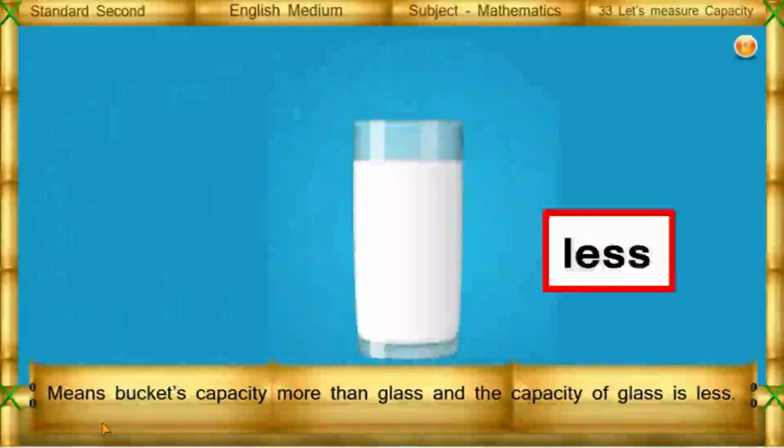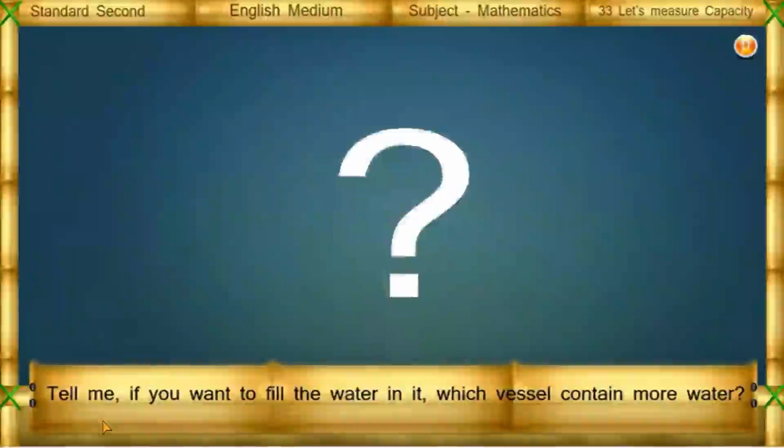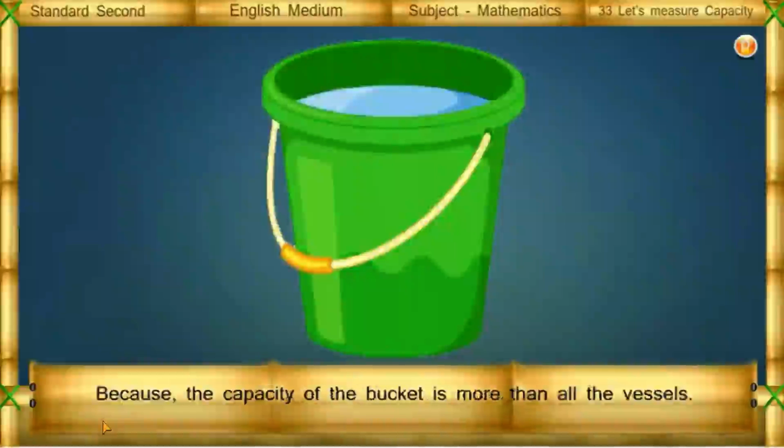See, here are some vessels such as a bowl, glass, bucket, tumbler and a mug. Tell me, if you want to fill water in them, which vessel contains more water? Right. The bucket will hold more water because the capacity of the bucket is more than all the other vessels.